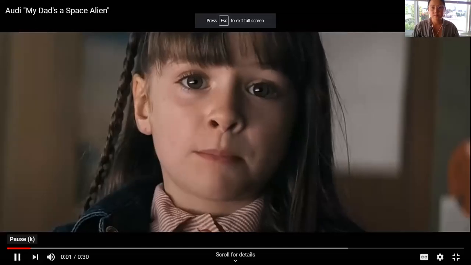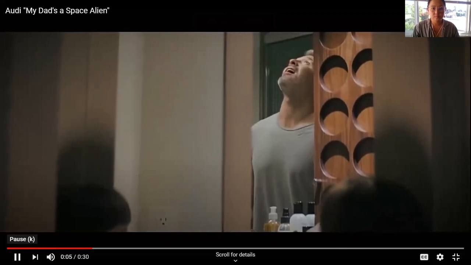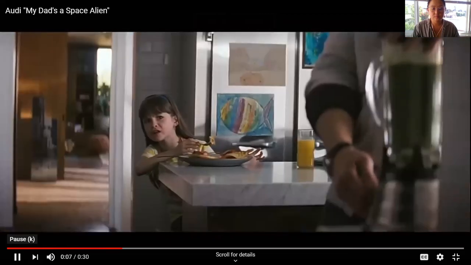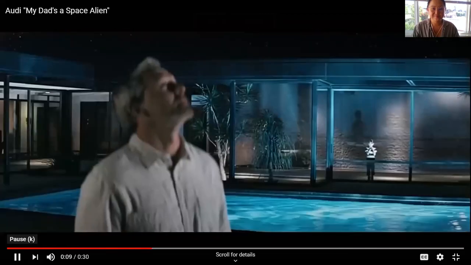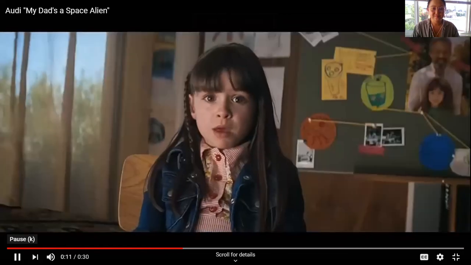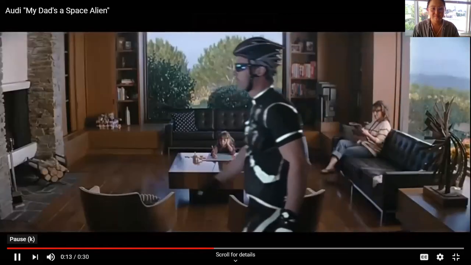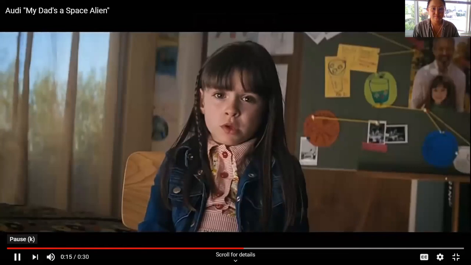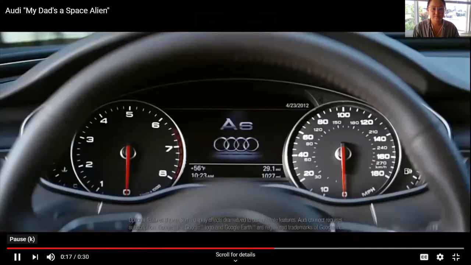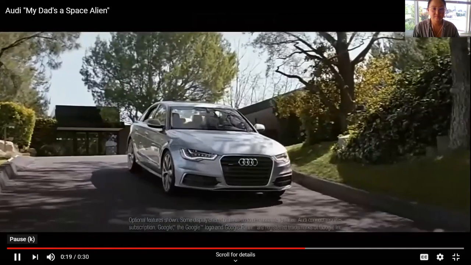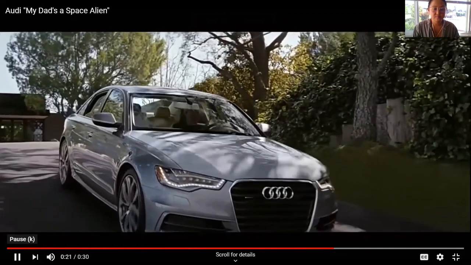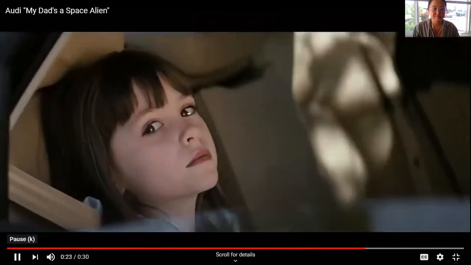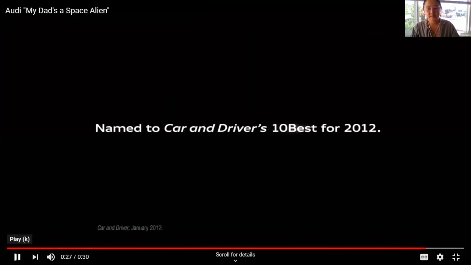I have evidence that proves my dad's a space alien. He speaks a weird language. He drinks green stuff. He says he's from Albuquerque. I'm not buying it. I mean, just look at him. And one more thing, he has a spaceship. The evidence doesn't lie. My dad's an alien. The highly advanced Audi A6, named to current drivers 10.